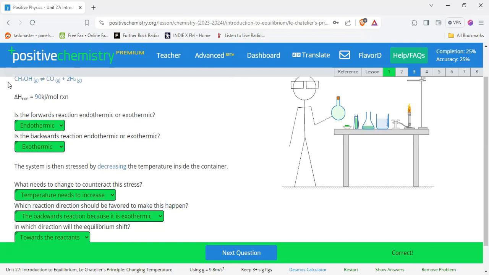Because remember, the heat is over here. And they point out that the backward reaction running this way is exothermic. If this way is endothermic, that means that this way is exothermic. We need to create heat to replace the heat that we removed by decreasing the temperature. And it's not that we need to, nature will naturally do this. And that will shift everything toward the reactants.